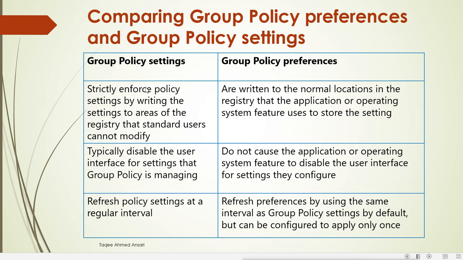Now what are the group policy settings and preferences? What is the difference between them? First, group policy settings strictly enforce policy settings by writing the settings to areas of the registry that standard users cannot modify. So when you change the group policy settings, it actually modifies the registry, and normal users cannot access the registry, only administrators can. Then what do group policy preferences do? They are written to the normal location in the registry that the application or operating system feature uses to store the settings. So it actually stores into the normal location.